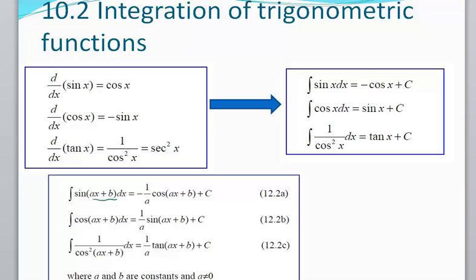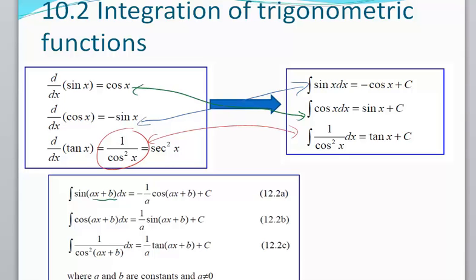So now, when we're integrating sine of x dx, we're going backwards from this result here. From sine of x, we're going backwards to our cosine of x. And our negative sign can be here or here, so long as we have opposite signs on either side, plus our constant c. Where our cosine of x, we go backwards and we get sine of x plus our constant c. And our third one, 1 on cosine squared x, integrating we go backwards and get tan of x plus c.